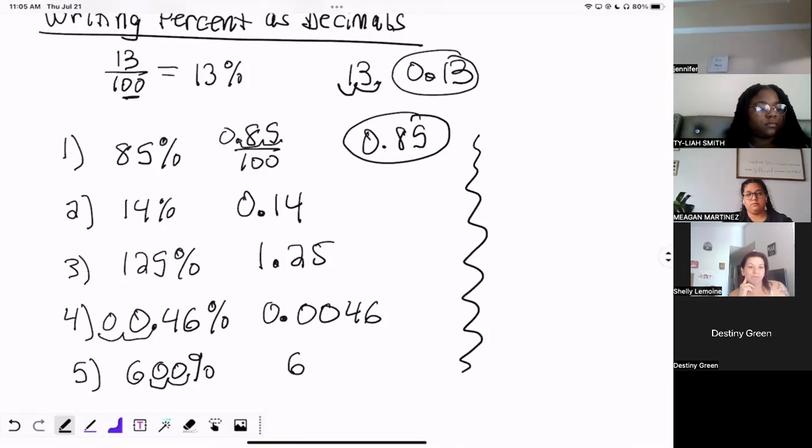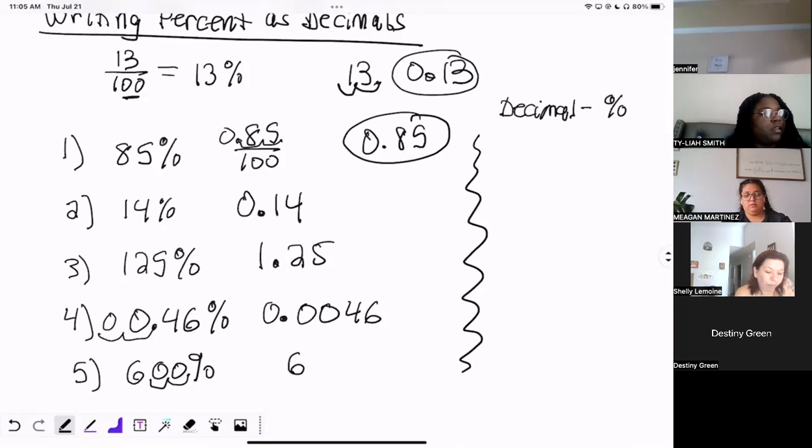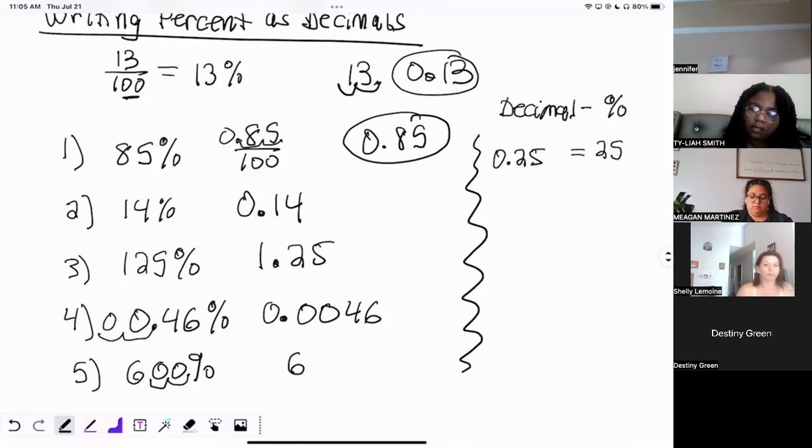Say that I want to convert from decimal to percent. If I give you 0.25, now instead of moving 2 places to the left, what am I going to do? I'm going to move 2 places to the right. It's backwards. So that would be 25%.